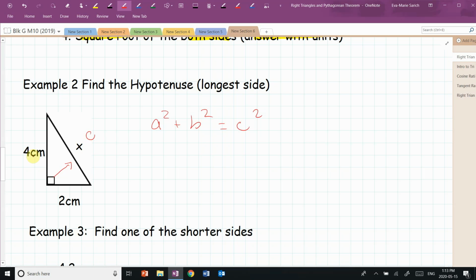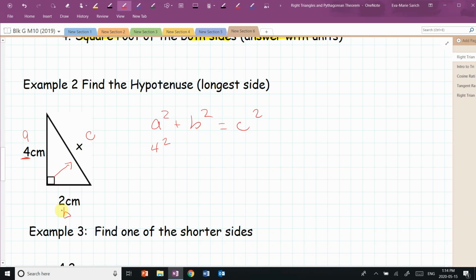And then the other two sides, it doesn't matter which is which. I'm just going to go left to right, A and B. Okay? So we've got our A, B, and C sides. Now we're going to substitute what we've got. So A here is 4, so I'm going to put a 4 into the formula. Okay? So instead of our A, we're going to have 4, and it's going to be squared.